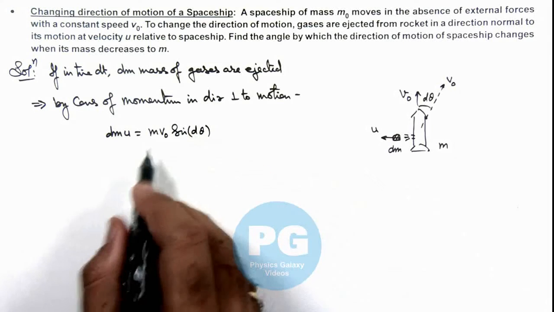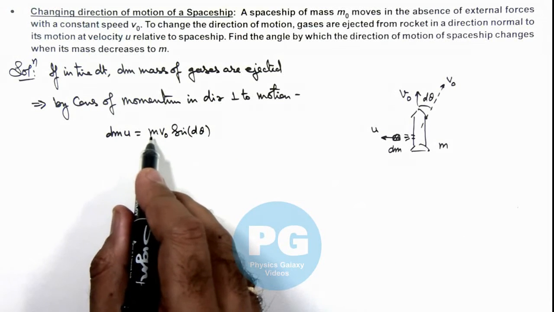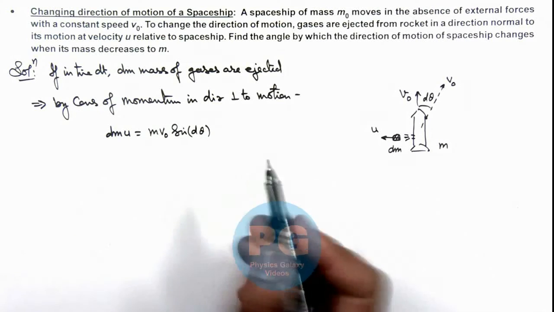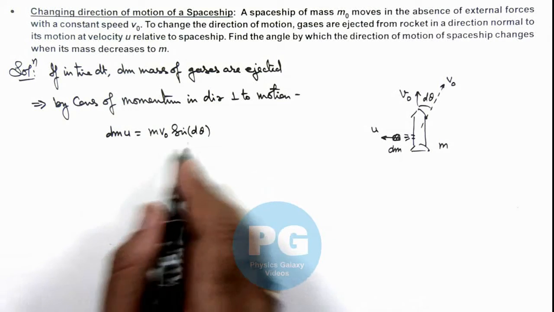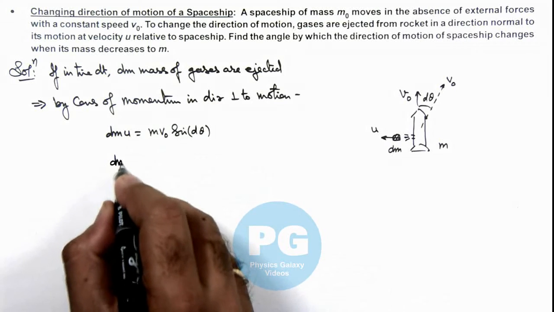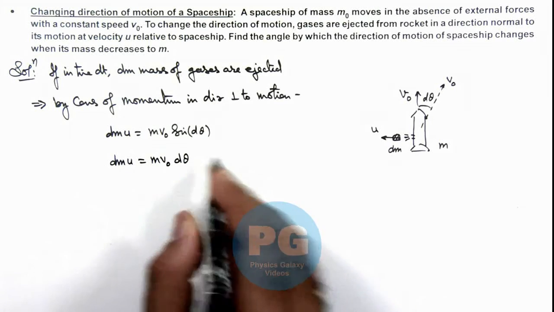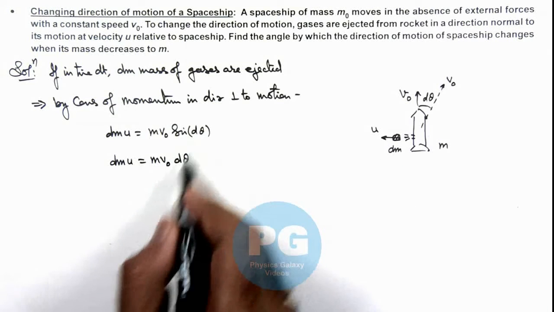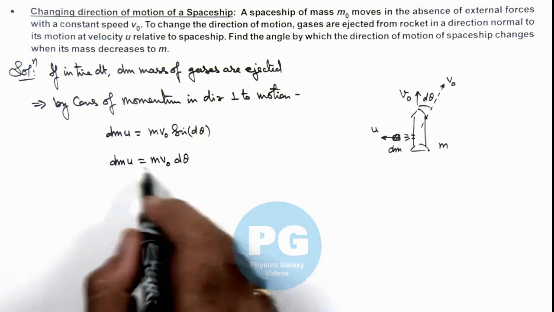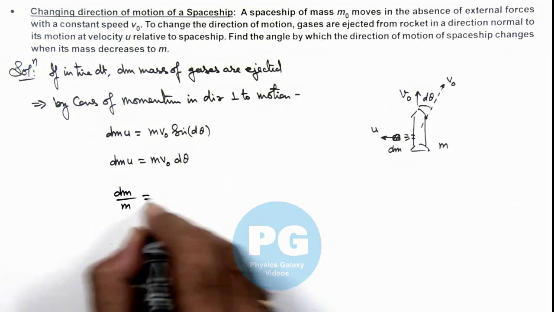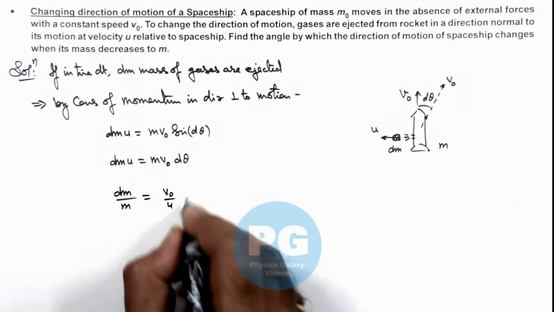Here we can also write m minus dm instead of m, but the product of dm with sine d theta would be negligible. So here we can see this dm u is equal to m v0 d theta, as for a small angle sine d theta, we can write it as d theta. And here further we can write it as dm by m is equal to v0 by u multiplied by d theta.